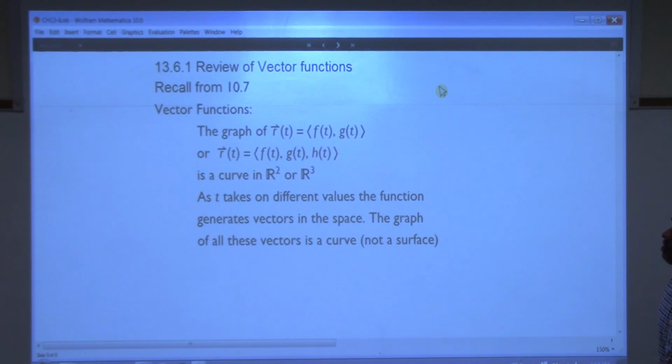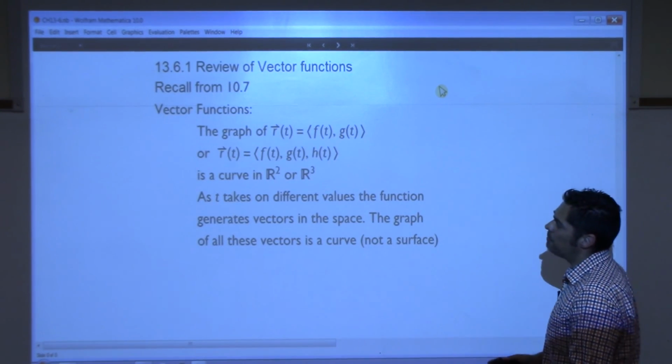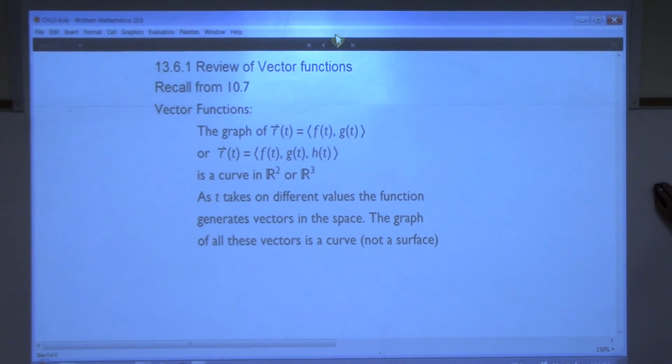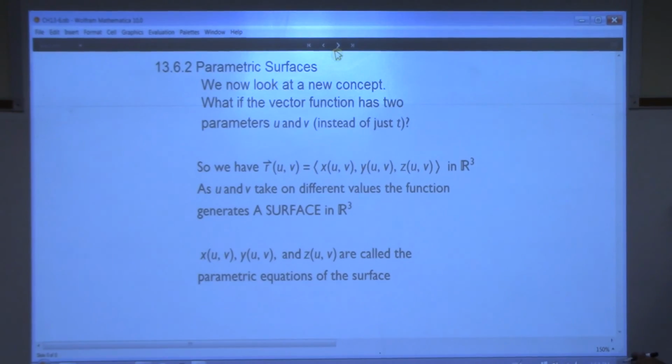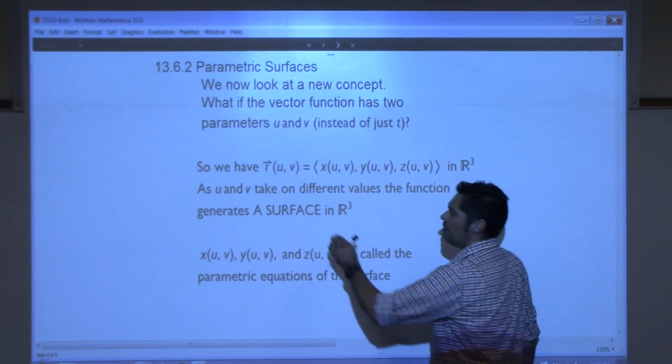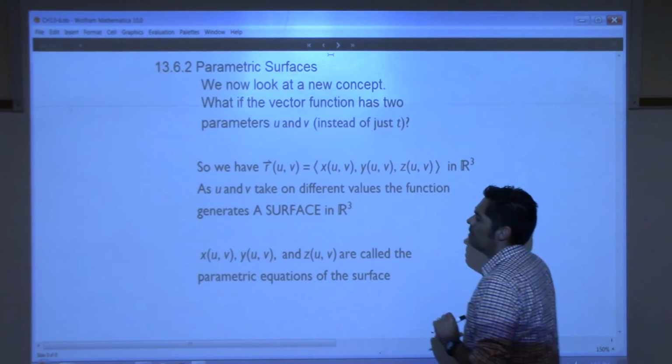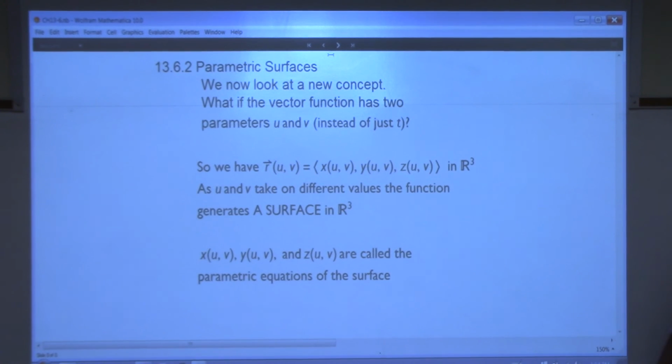All right, what we just learned in the last class is that if we have a vector function r of u, v, this will draw us a surface in three-dimensional space, right? That's what we took time practicing, trying to come up with the formulas for these surfaces.